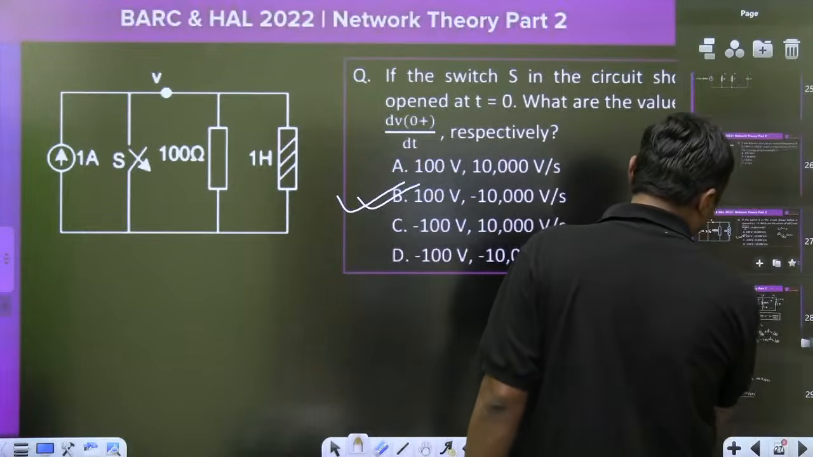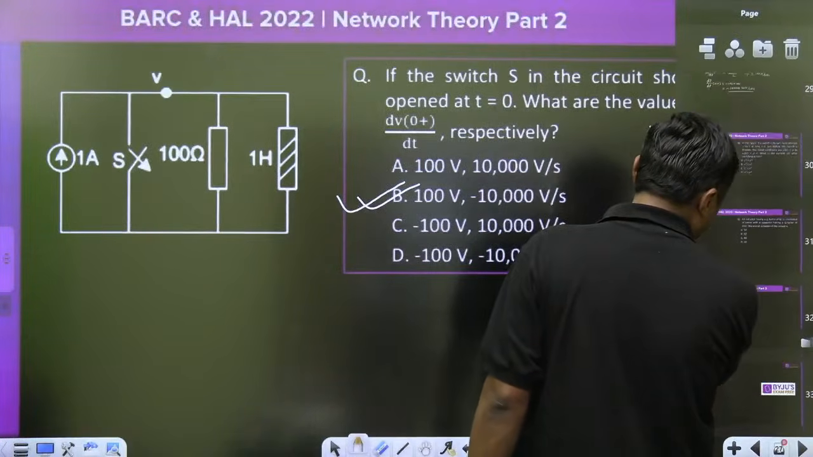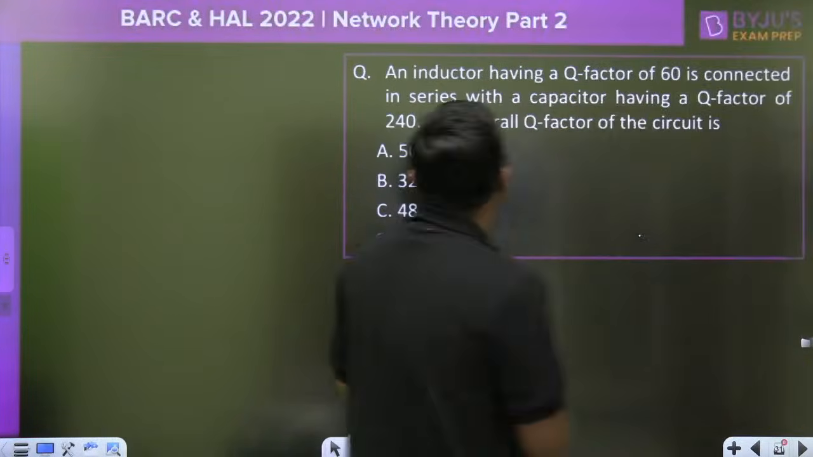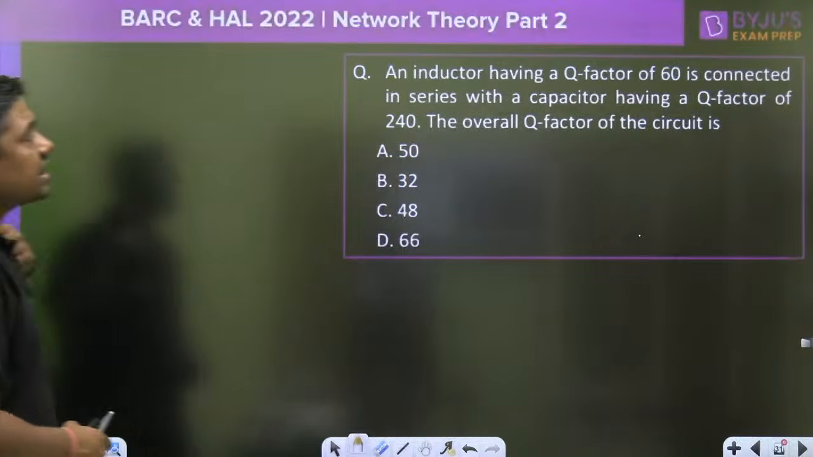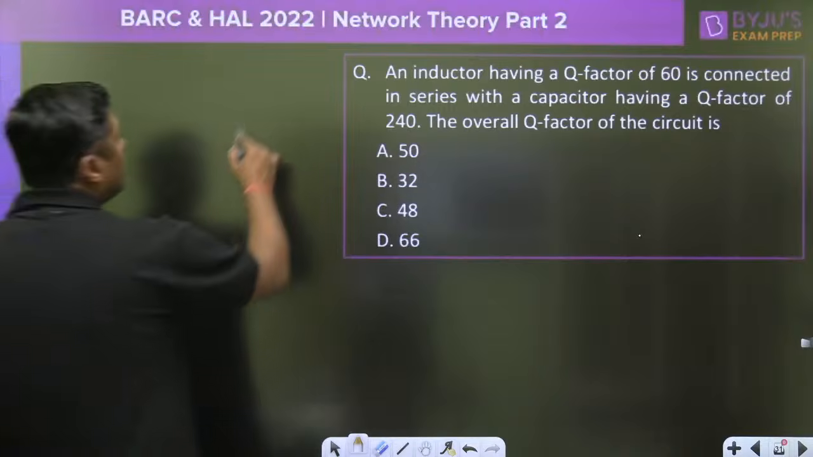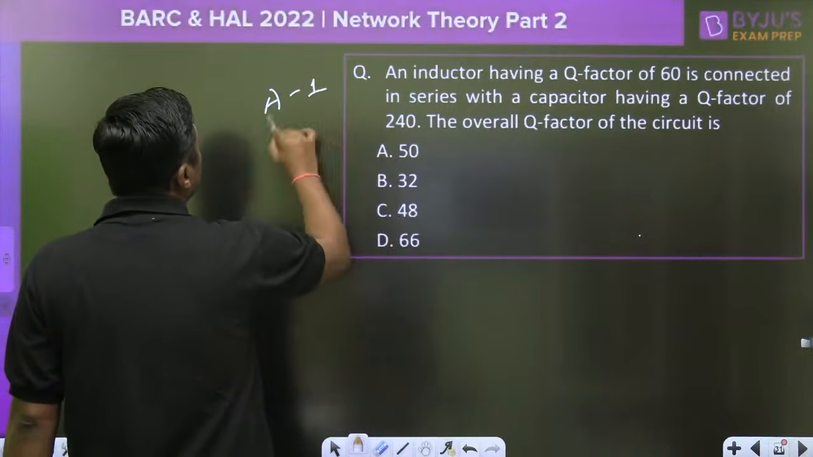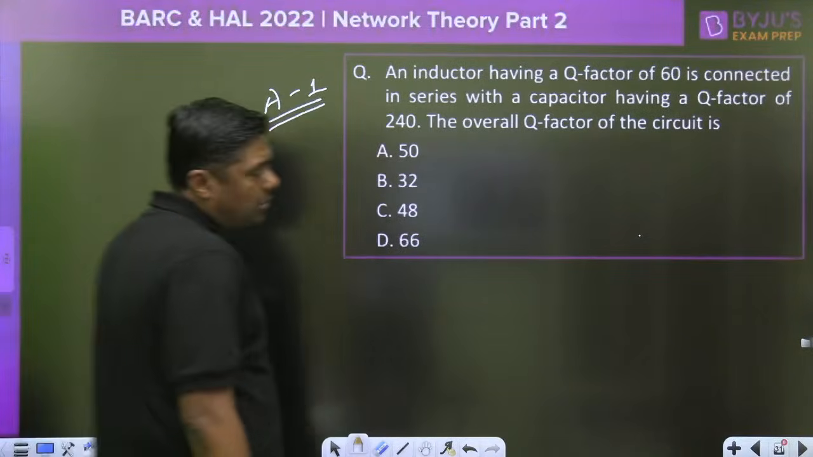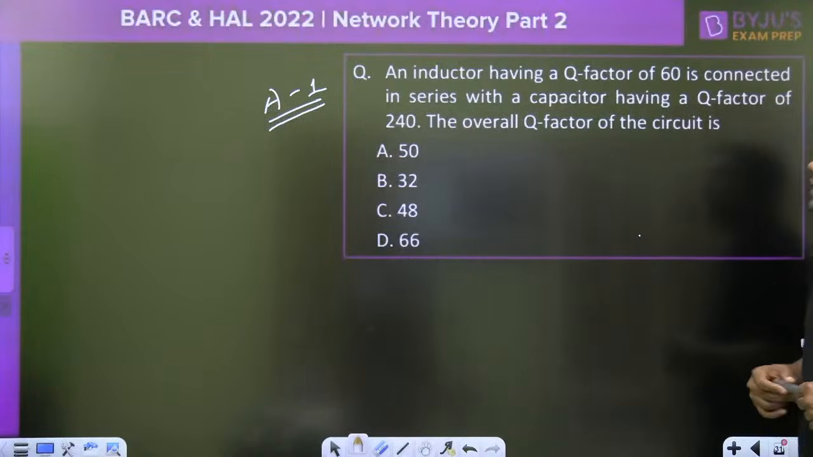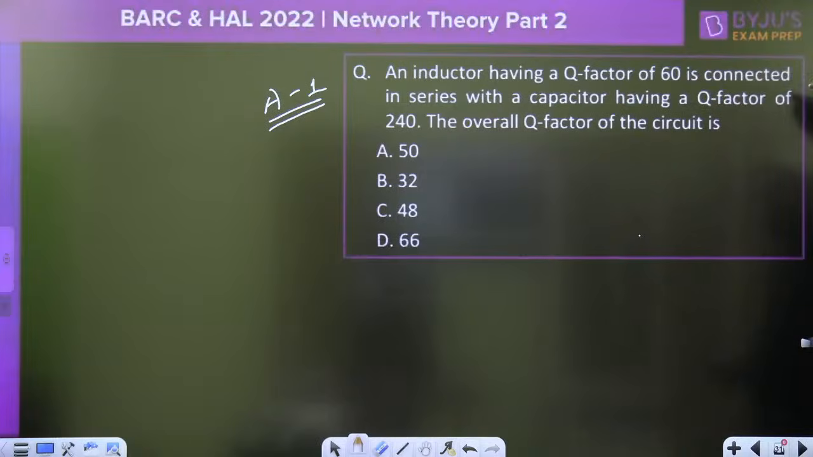Now one thing. An inductor having a Q factor of 60 is connected in series with a capacitor having a Q factor of 240. The overall Q factor of the circuit will be? That is the assignment for you. In the next class we will discuss this question. Please note this very important question.